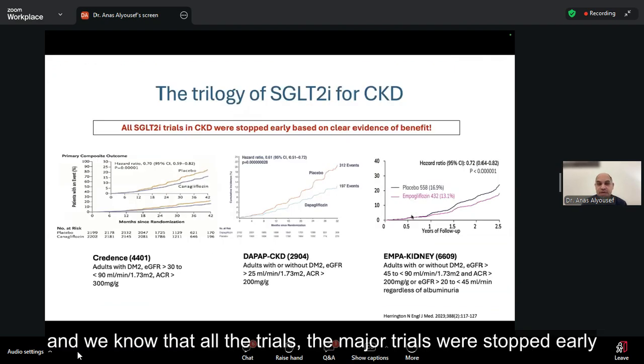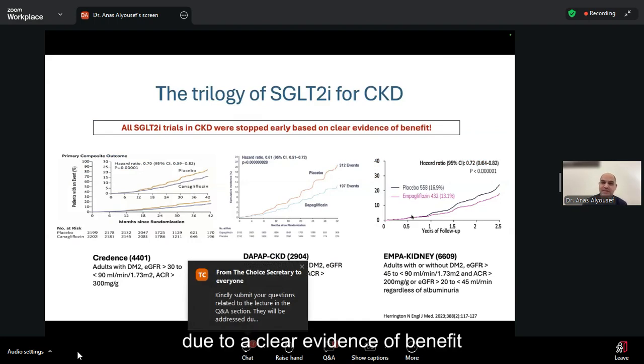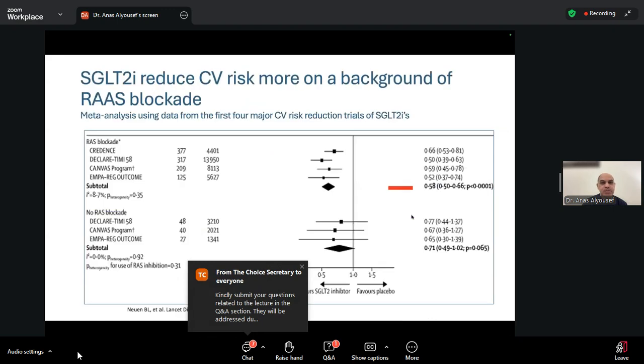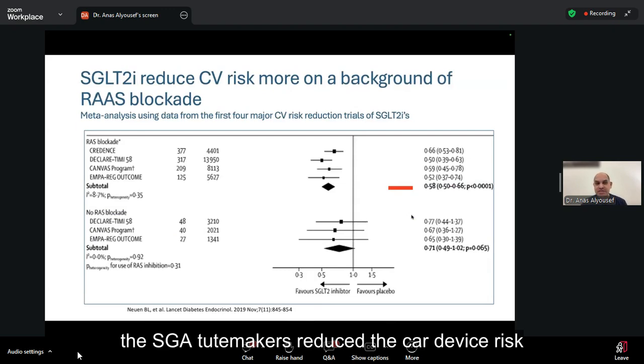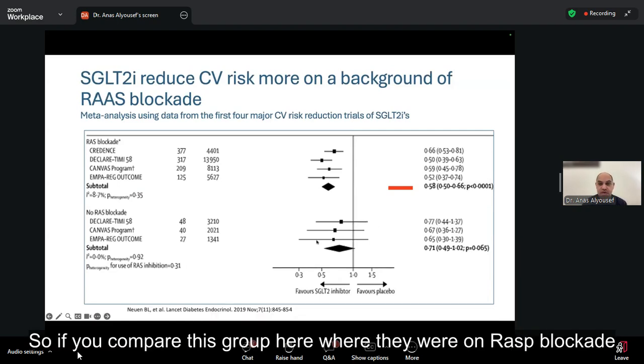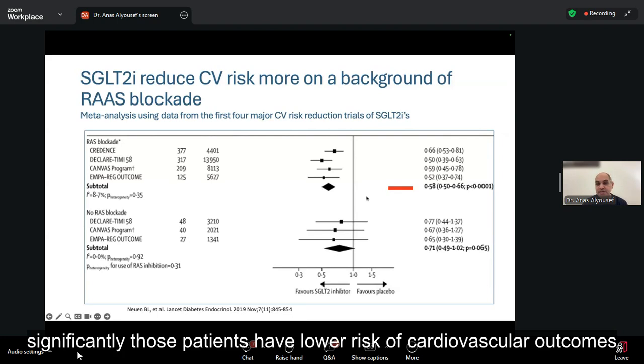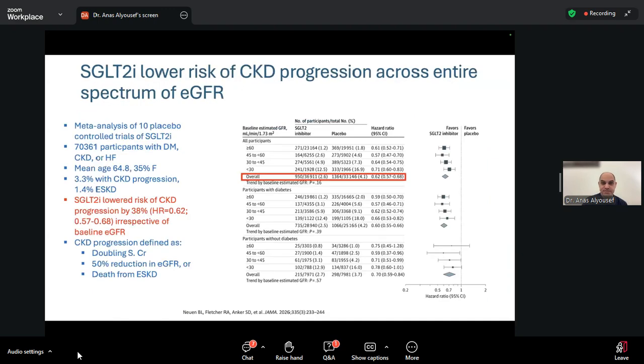And we know that all the major trials were stopped early due to clear evidence of benefit. From this meta-analysis in 2019, the SGLT2 inhibitors reduced the cardiovascular risk more on a background of RAS blockade. That's why we always want to start with RAS blockade. So if you compare this group, where they were on RAS blockade, to patients who were not on RAS blockade but on SGLT2 inhibitors, we can see that those patients have significantly lower risk of cardiovascular outcomes.